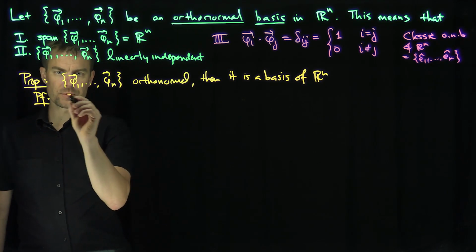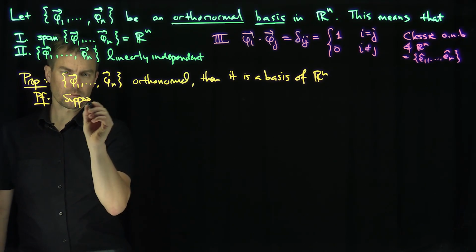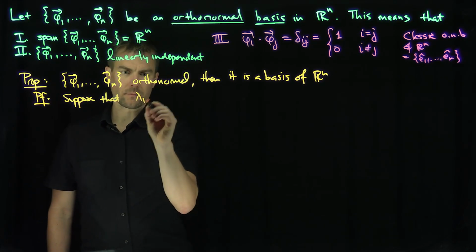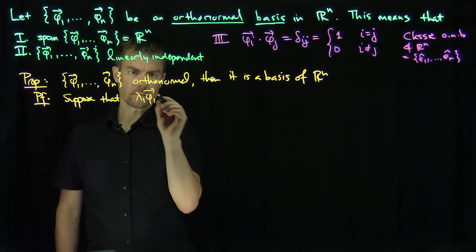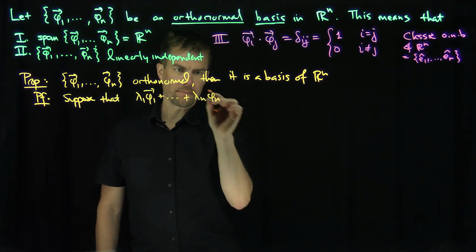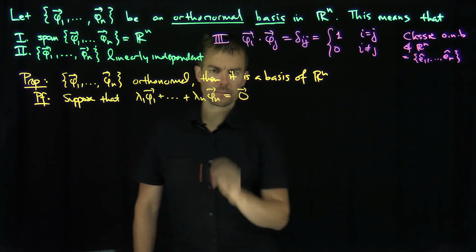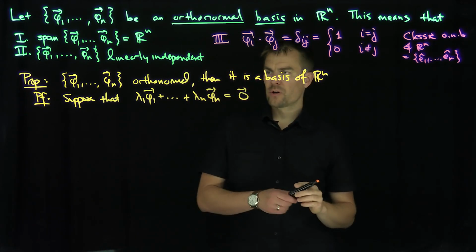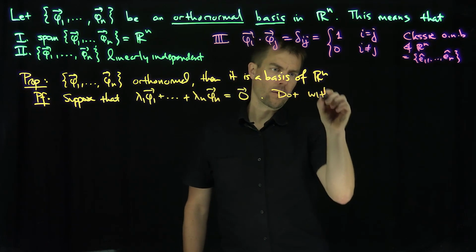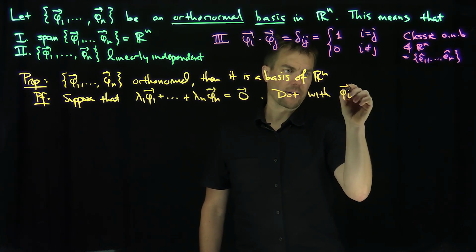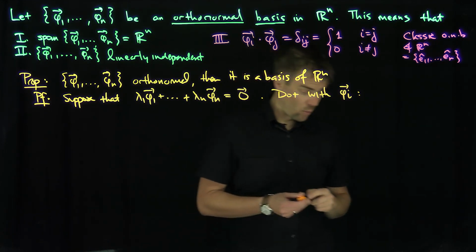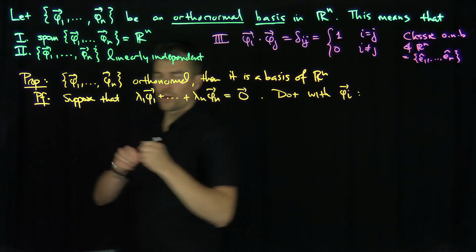Suppose that lambda 1 phi 1 plus ... plus lambda n phi n is equal to the zero vector. I'm going to take this equation and dot it with phi i for any fixed i. So if we dot this equation with phi i, what's going to happen? Let's look carefully and see what we get.